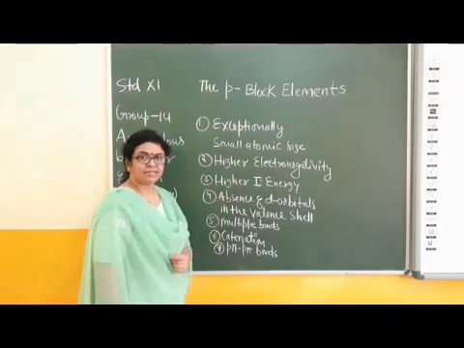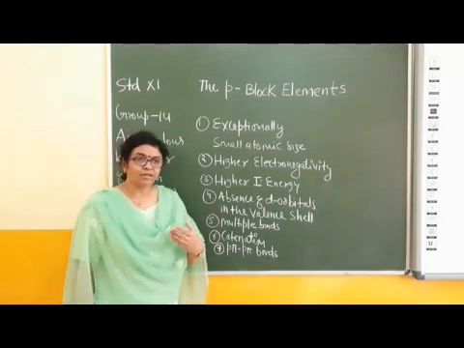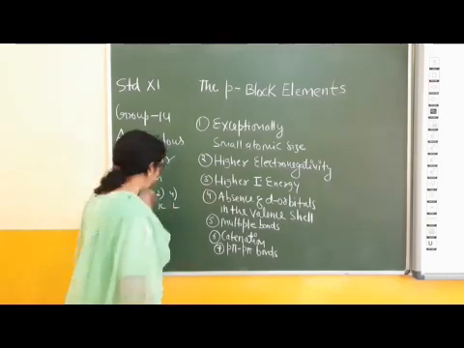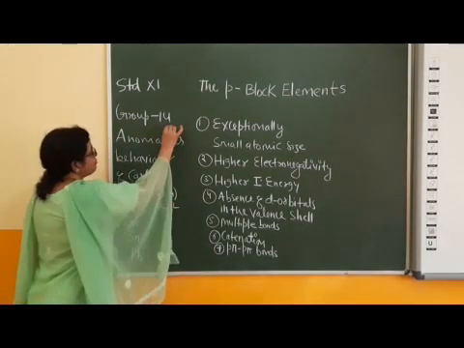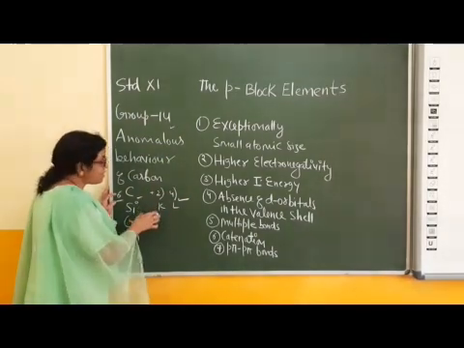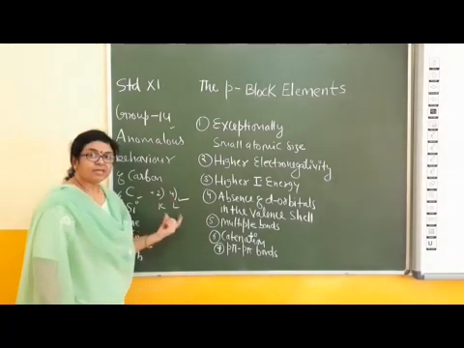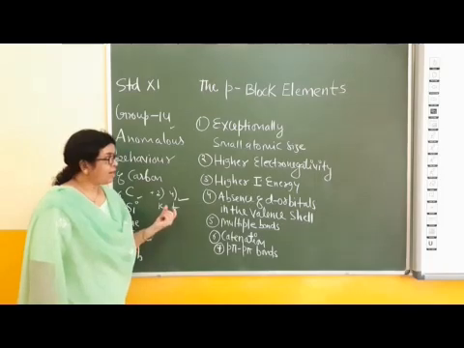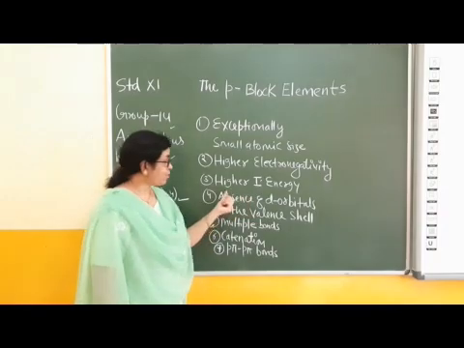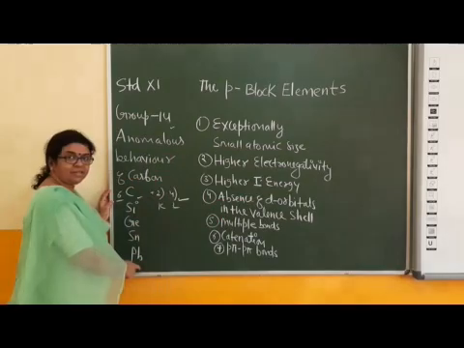Higher ionization energy. Ionization energy is related to the removal of valence electrons. How many valence electrons are present? In the 14th group, 4 valence electrons are present, and the atomic size is very small. For removal of the 4 valence electrons, a high amount of energy is required, which is called ionization energy. Carbon has higher ionization energy in comparison to the other elements.